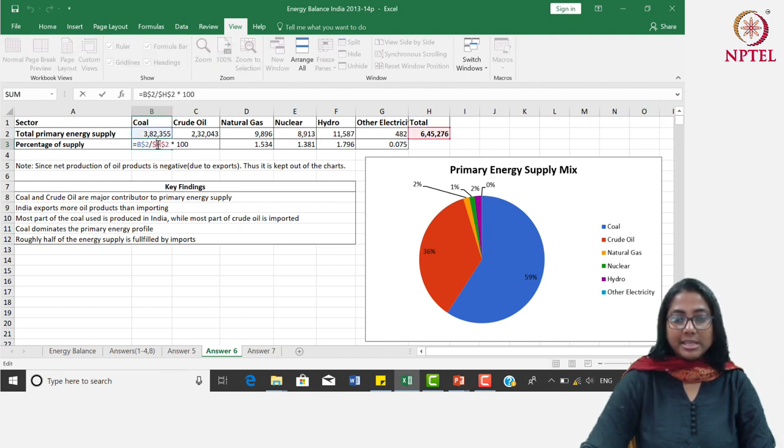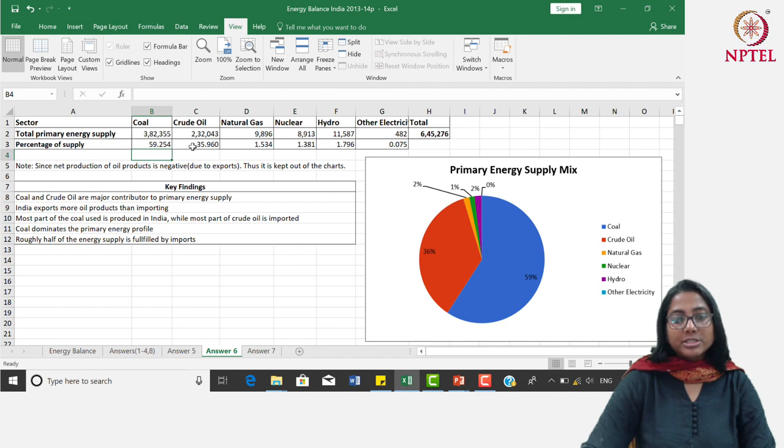So if you click on this cell, what do you get? You basically get this 3,82,355 as a percentage of 6,45,276, which gives you approximately almost 60%. So you can see in your total primary energy supply pool, almost 60% is actually coming from the coal.